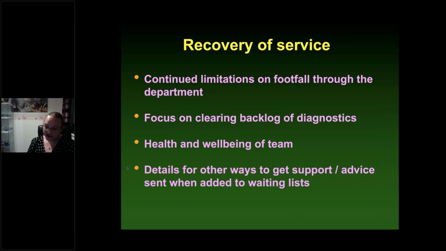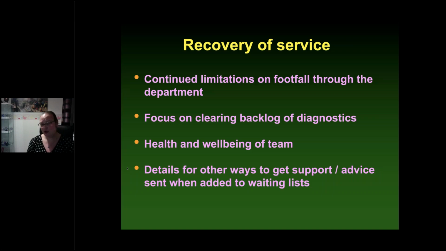There have been challenges post-COVID. During COVID, we weren't able to provide any PTNS therapy because we weren't allowed to bring patients into hospital for non-emergency reasons. And we continue to have limitations on footfall. Our focus has been on clearing backlogs of diagnostics rather than providing treatments. And there's also a lot of staff now in recovery, with concerns about health and well-being, with people having lots of holiday to use and not quite back to full running.